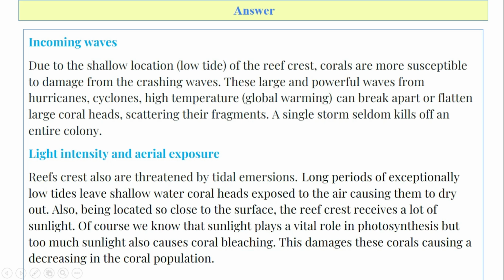Reef crests also are threatened by tidal immersion. Long periods of exceptionally low tides leave shallow water coral heads exposed to the air, causing them to dry out. Also, being located so close to the surface, the reef crest receives a lot of sunlight. Of course, we know that sunlight plays a vital role in photosynthesis, but too much sunlight also causes coral bleaching. This damages the coral, causing a decrease in the coral population.